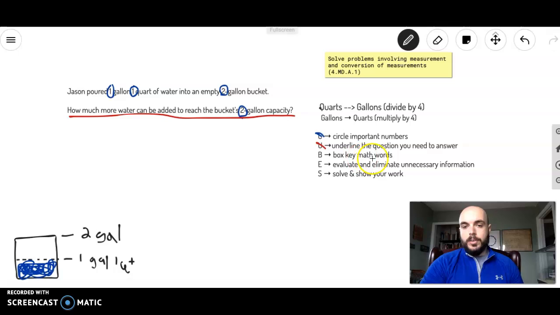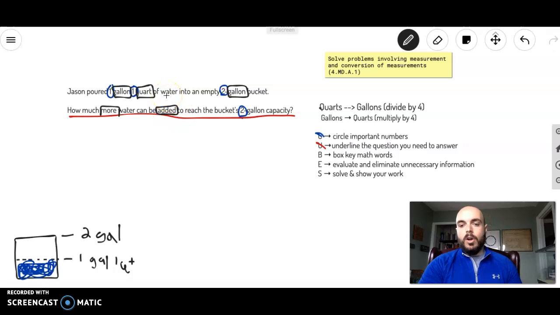I need to box my key math words. Key math words are anything that shows the units we're using for measurement and anything that might tell us the operations that we need to use to solve this. So Jason poured 1 gallon, there's a measurement, and 1 quart of water into an empty 2-gallon bucket. How much more oftentimes tells me that I'm adding or subtracting. I need to know how much can be added. Okay, this gives me a good idea that I might be adding or subtracting here.